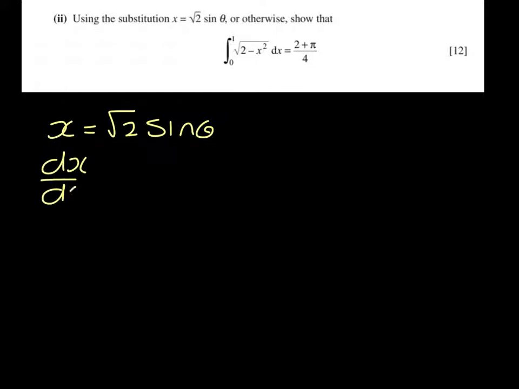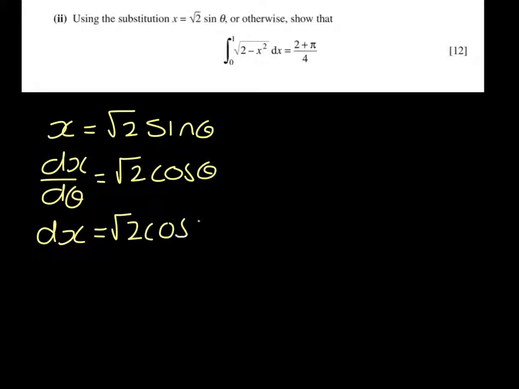So we're told to use the substitution x equals the square root of 2 sine theta. So the first thing I'm going to do is differentiate, which gives me root 2 cos theta. I'm then going to split the variables, and that tells me that dx is root 2 cos theta d theta.